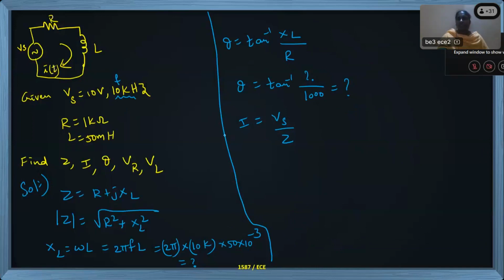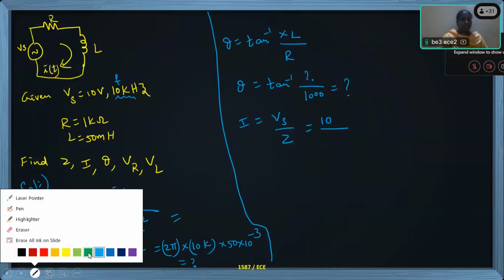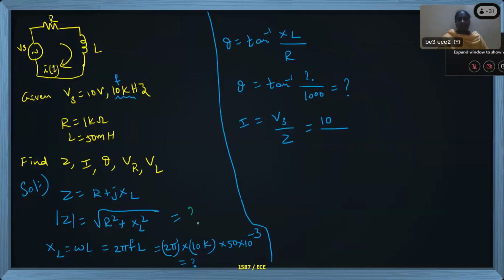Now you find out this is 10 by the Z value. Z is yet to be calculated. Once you get the Z value, you will put it here. Next, VR is nothing but I into R, and VL is nothing but I into XL. XL you are yet to calculate here, the question mark is there. Direct formulas, very simple.